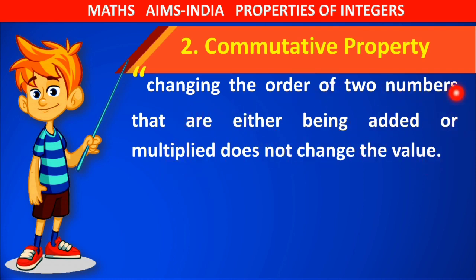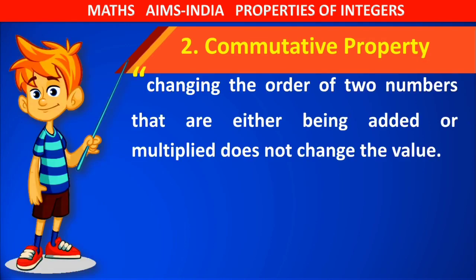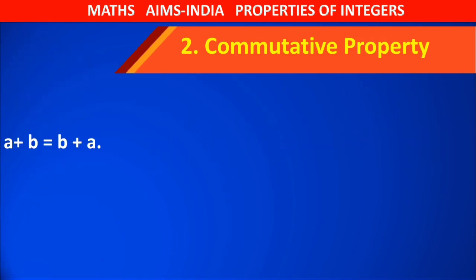Changing the order of two numbers that are either added or multiplied does not change the value. Here, why they are specifically mentioning added or multiplied is because, in integers, only addition and multiplication satisfy the commutative property. But we'll check all the operations and find out whether each mathematical operation follows the commutative property or not. What did they say? They said that changing the order of the numbers should not change the result.